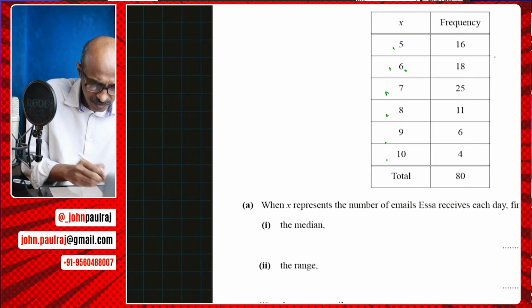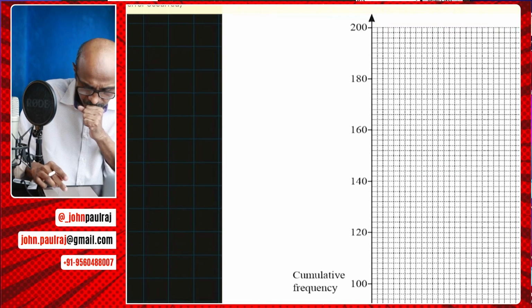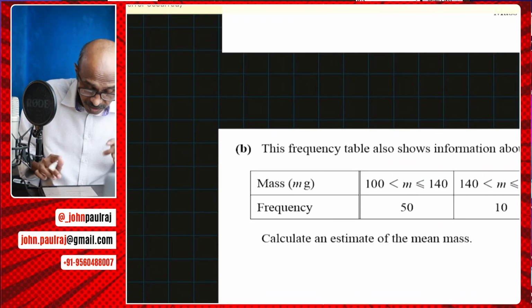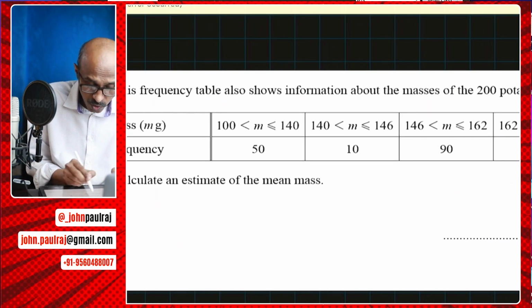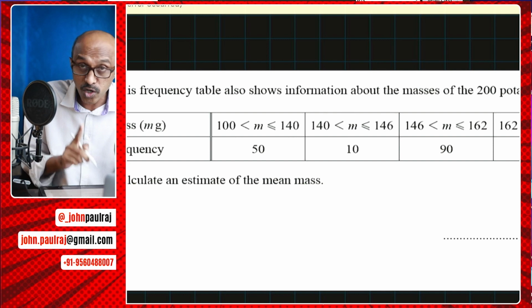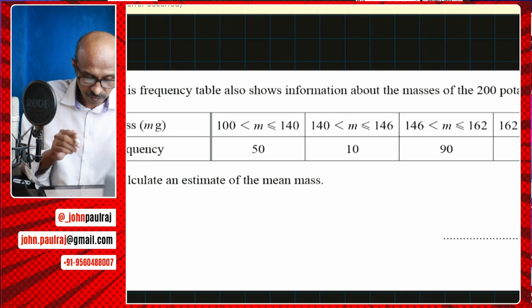Let's show you another example with that ungrouped. Okay, so this is grouped. While we are at it, we can see that. This is grouped. The data is about mass, so mass between 10 and 140. Frequency again. So that's again a grouped. This is a grouped frequency distribution.